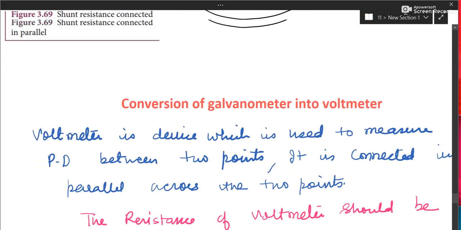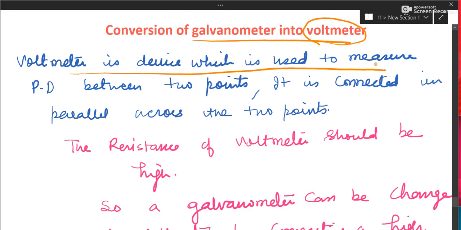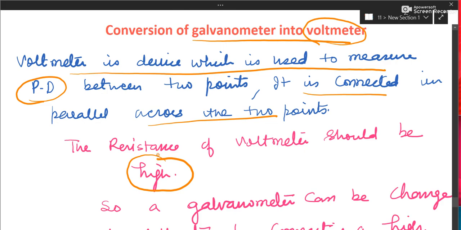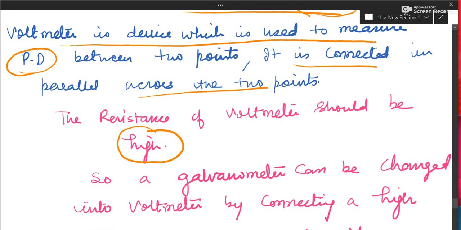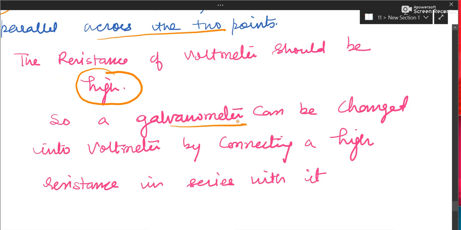Now we have galvanometer to voltmeter. What is a voltmeter? A voltmeter is a device which is used to measure voltage, potential difference. It is connected in parallel. Its resistance should be as high as possible. Ideally, it should be very high. So how can you change a galvanometer into a voltmeter? By connecting a very high resistance in series.